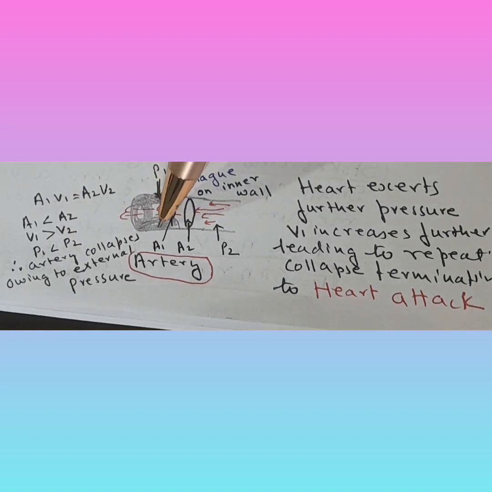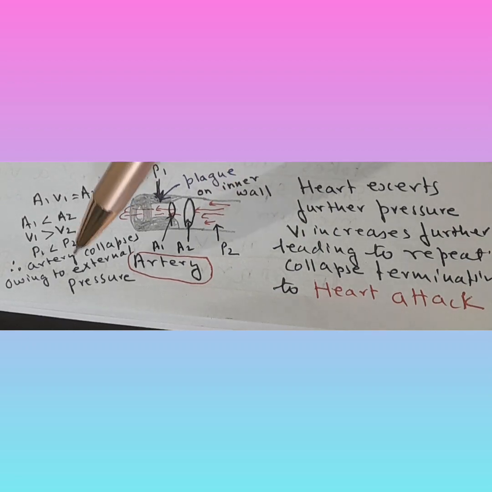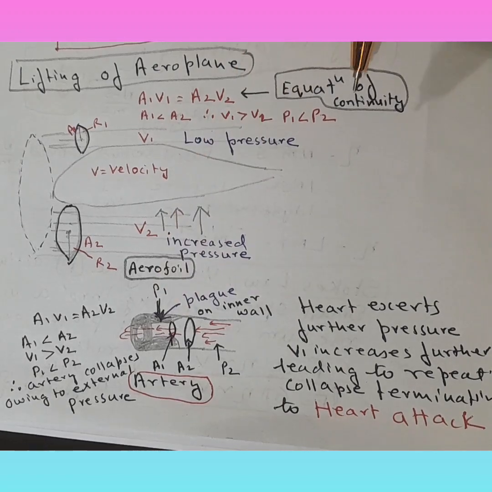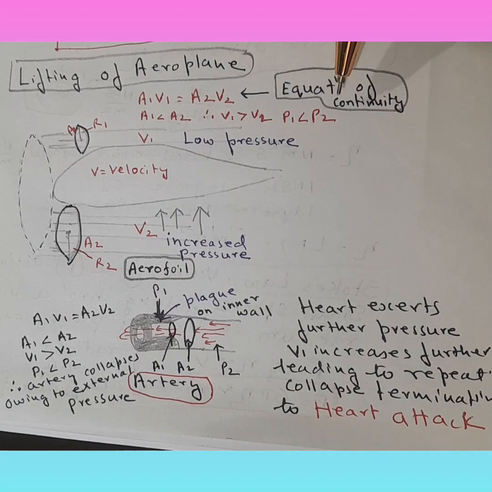So this is all A1, V1 and P1, and this is all A2, V2 and P2. Therefore the artery collapses owing to external pressure. And who's the culprit? It's the equation of continuity.